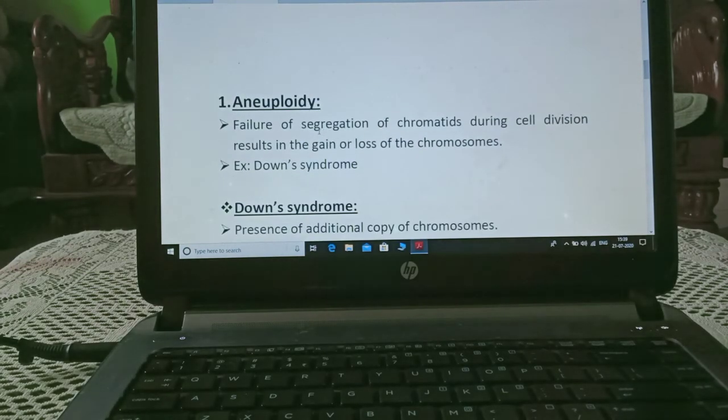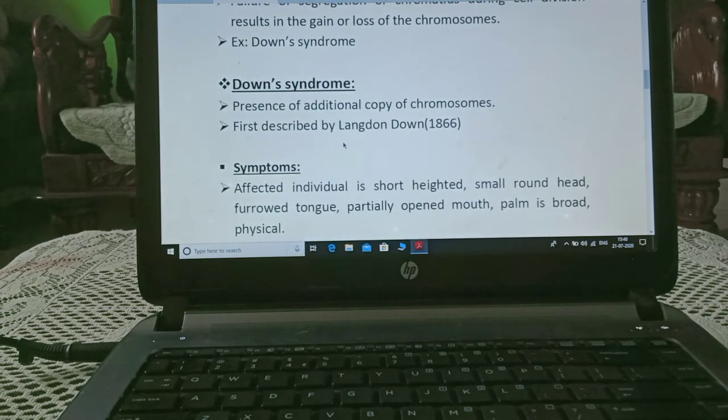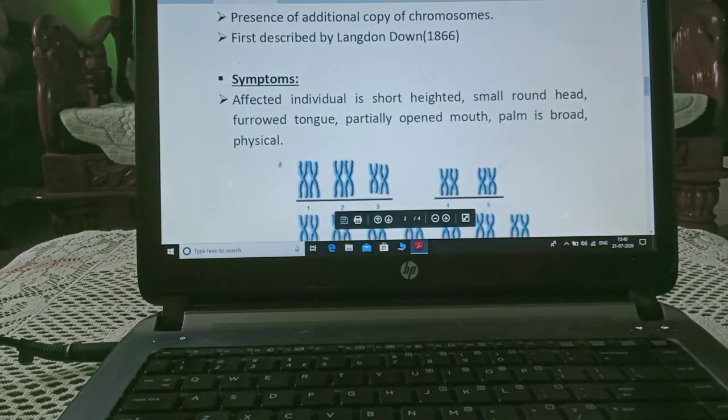Now aneuploidy: failure of segregation of chromatids during cell division results in the gain or loss of a chromosome, and this is known as Down syndrome. Now Down syndrome: presence of an additional copy of chromosome 21, first described by Langdon Down in 1866. Symptoms: the affected individual is short-heighted, as we saw in the picture, small round head, furrowed tongue, partially opened mouth, palm is broad.